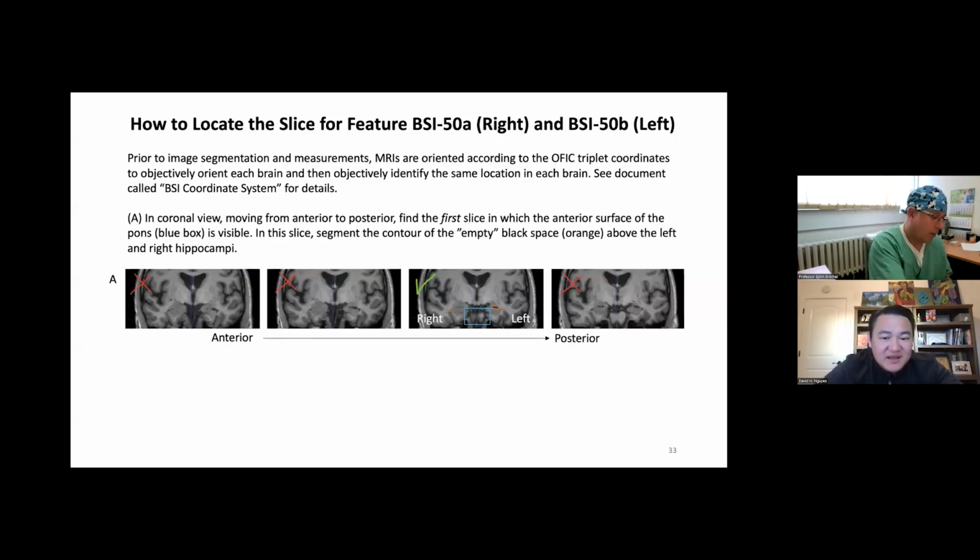And in order to pick, in this case, the same slice with every patient, right, we looked at the axial or the coronal view in this case, and moving from anterior to posterior. The slice of interest is the first slice in which you see the surface of the pons, right, which is these two knobs in the blue square. And that's how we picked out the same objective slice in every patient.